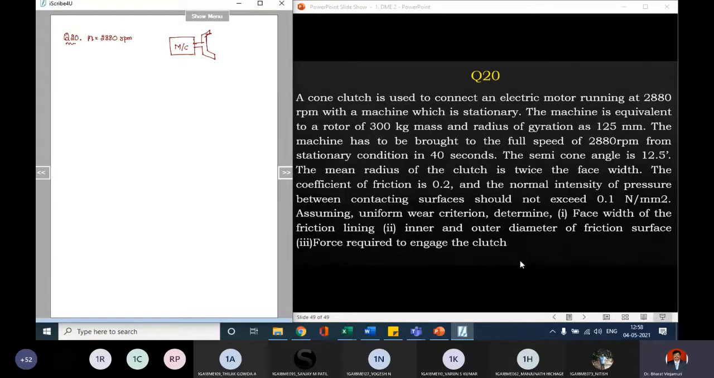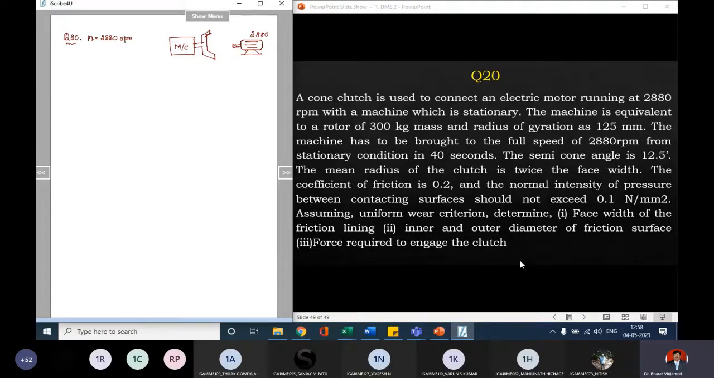You take this as a flywheel. What does this fellow want to do? There is an electric motor. Understand, clutches are not always only in your automobiles. There is an electric motor which is going to run at 2880. Now he wants to connect this motor to this machine.